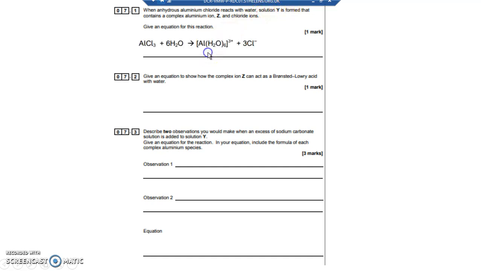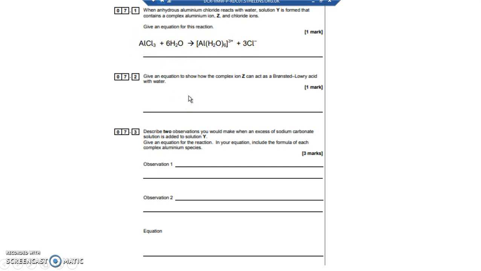That's going to be hexa-aqua aluminium 3+. So AlCl3 plus 6 waters to give the 6 water ligands around the aluminium, 3+ because aluminium's 3+. No charge on the waters, they're neutral, and we'll make 3 Cl-. They're going to be chloride ions from the aluminium chloride. 3+ and 3- make nothing, and nothing on the left, so that balances.